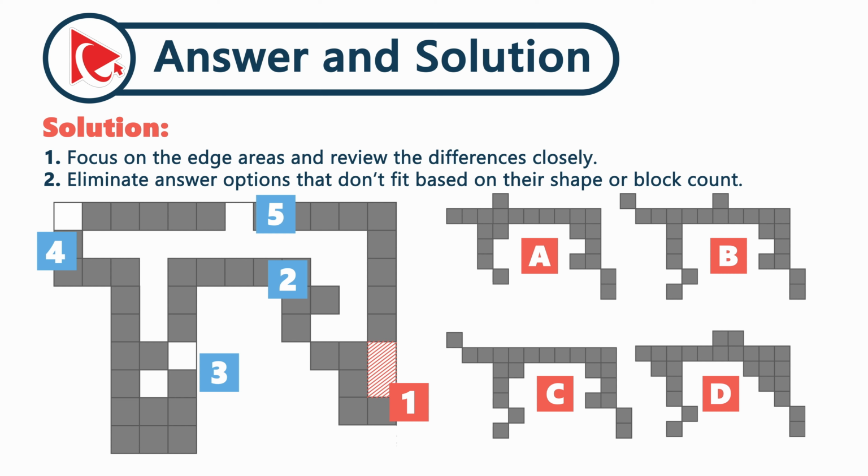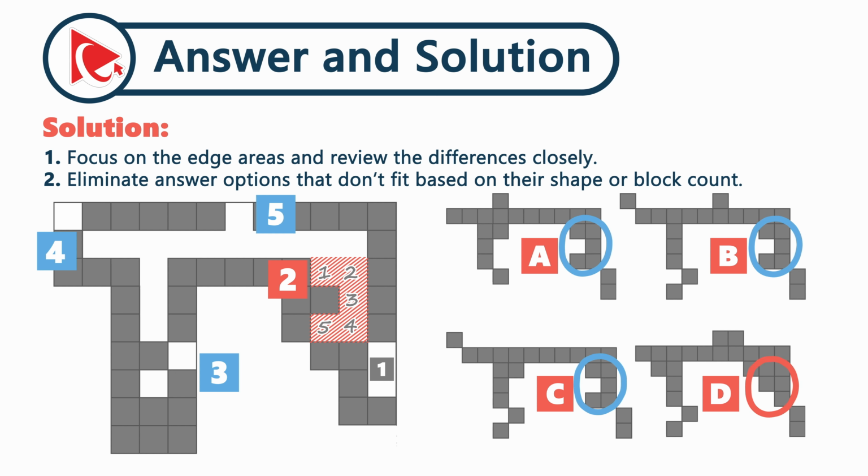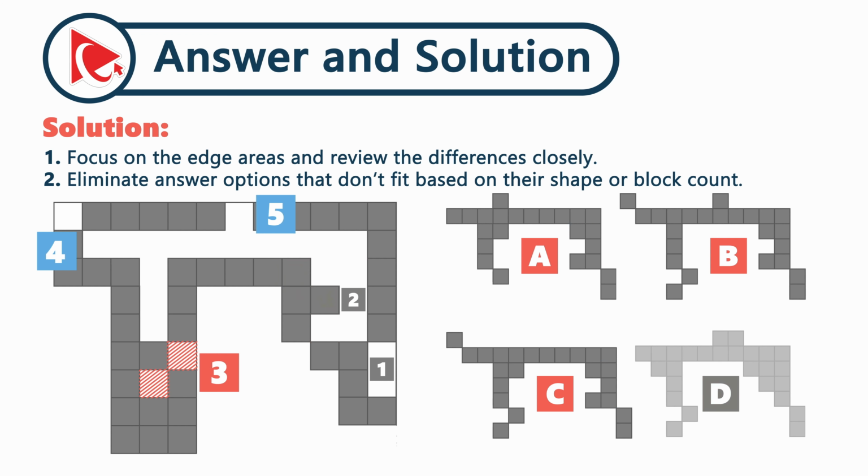You see that there are 2 blocks missing. Unfortunately, this doesn't help us much because these 2 blocks exist in all 4 answer choices, choices A, B, C, and D. Let's focus on edge area 2. As we can see, it has 5 blocks missing. 1, 2, 3, 4, and 5. Well, as far as I can see, choices A, B, and C still match this pattern, but we can successfully eliminate choice D.